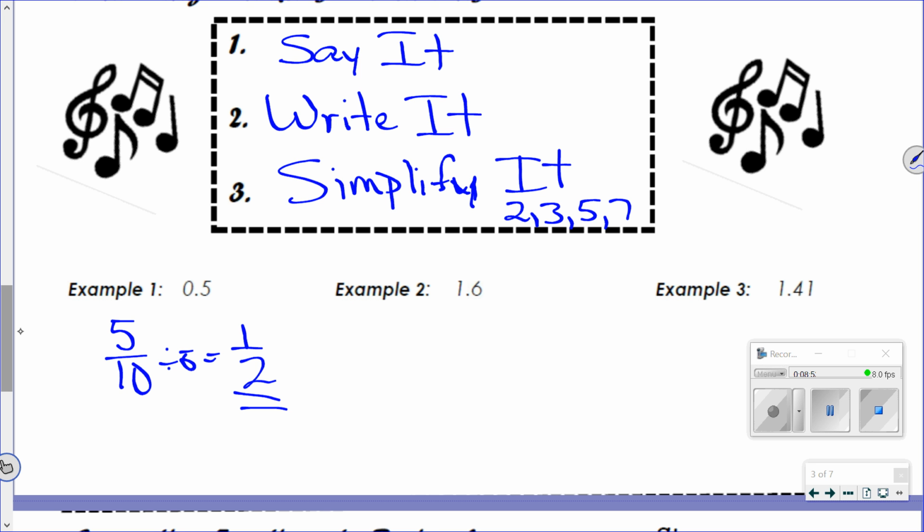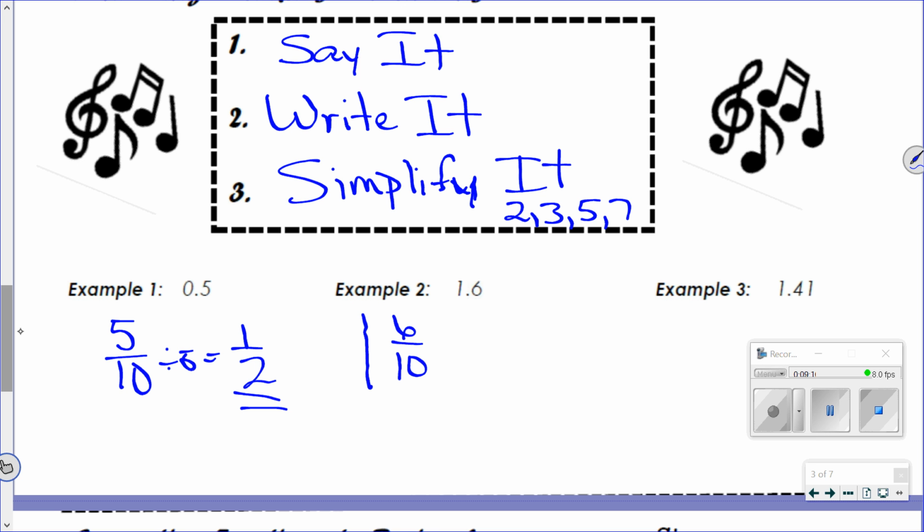Okay, how do we say our second number? Brooklyn? 1 and 6 tenths. Excellent. 1 and 6 tenths. Now, we haven't really covered this yet, but because of that and, we do a whole 1 and 6 tenths. No, you're supposed to be writing all this down. Okay, 6 tenths. Can I simplify that?